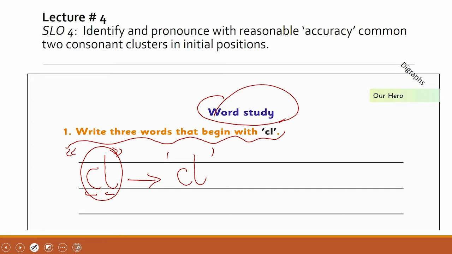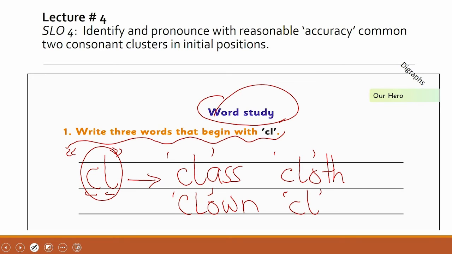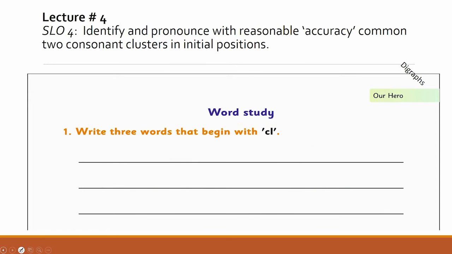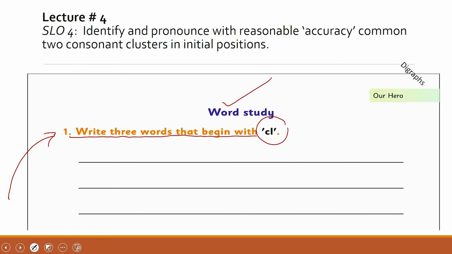For example, kl, class; kl, clown; kl, cloth; kl, cluster. This word is also in your SLO. So after understanding what this word study is asking us, it says write 3 words that begin with the sound kl.